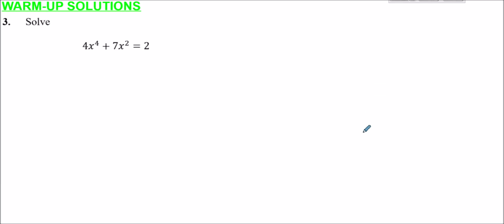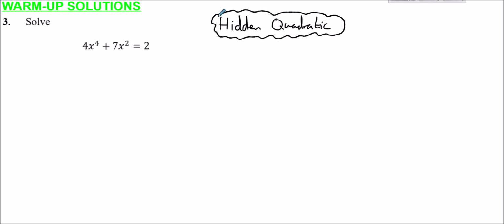Question 3. Solve 4x to the power 4 plus 7x to the power 2 equals 2. Look at the powers here. One power of a variable is double the power of the other, therefore this is known as a hidden quadratic. So we need to know how to spot these. You can always spot them when you've got the same variable and one power of it in one instance is double the other power of it in the other instance. So 4 is double 2, hence hidden quadratic.